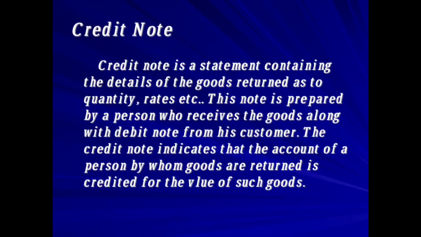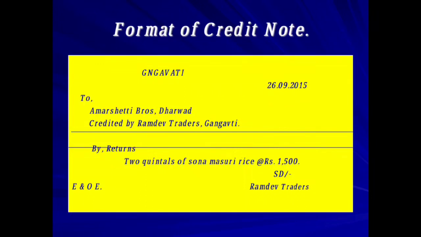Okay, then how the credit note will be, see here, like this. It will be Gangavati. From Gangavati we have received, so 26/9/2015. Then to Amar Shetty Brothers, Dharwad, credited by Ramdev Traders, Gangavati. Because Amar Shetty Brothers have returned the goods to Ramdev Traders here. So by returns, how much is it? Same, 2 quintals of Sona Masuri rice at rupees 1,500. Okay, then E and OE is accepted. Errors and omissions are accepted.